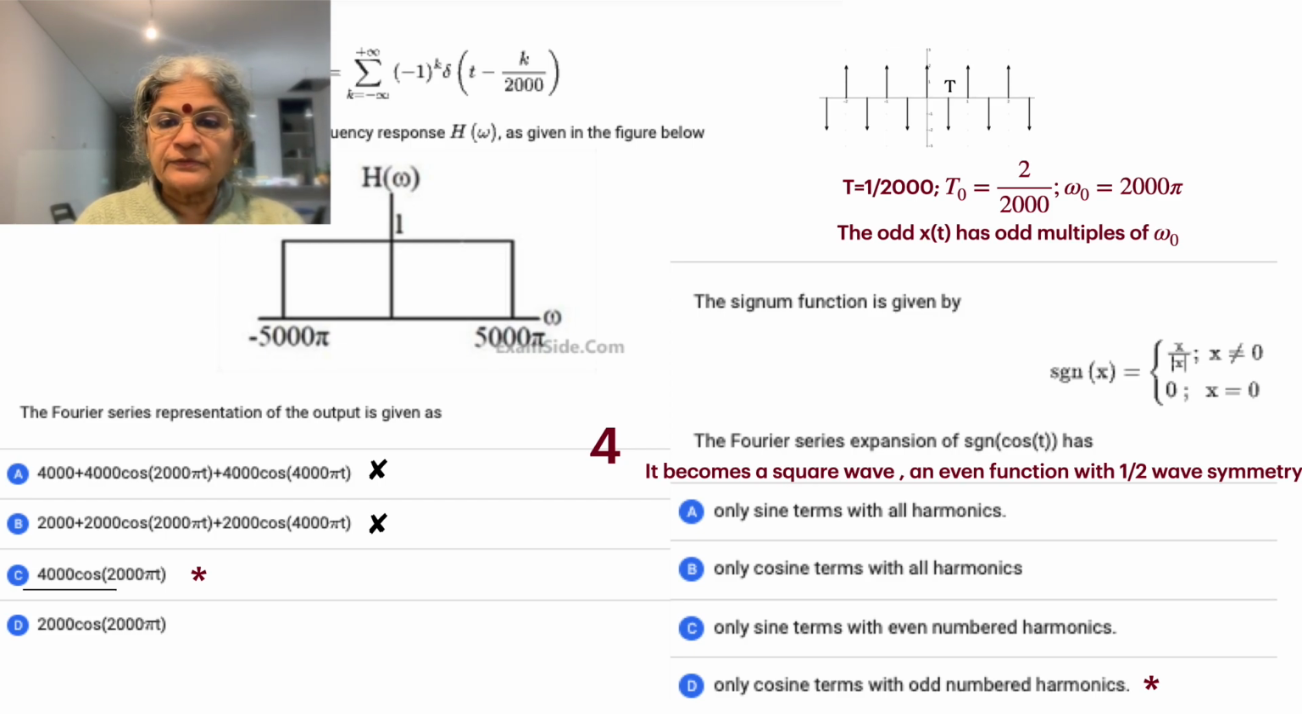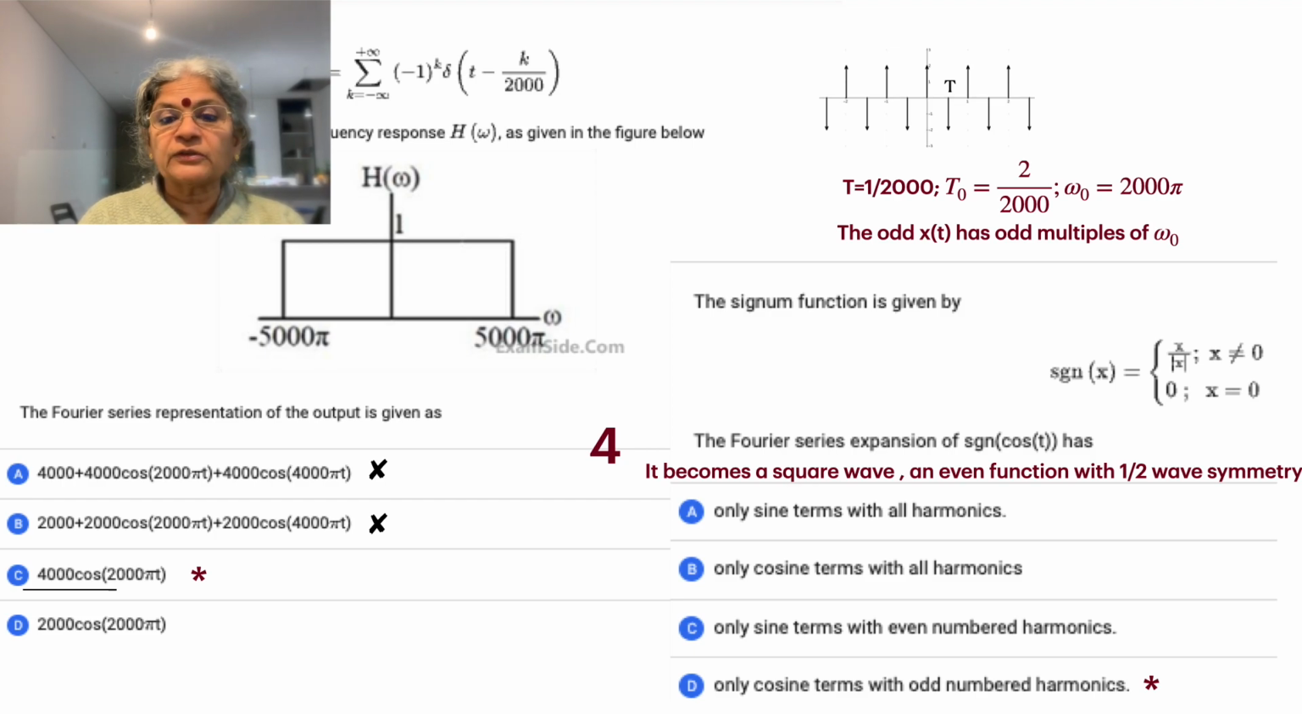So now let's read further. The Fourier series expansion of signum of cos t has. So now it's a cosine function that we want. And a cosine function, when you divide by its magnitude, with only its magnitude and not its sign, then it's obviously a square wave, because each of the constituents of the cosine curve is going to be divided by its magnitude.